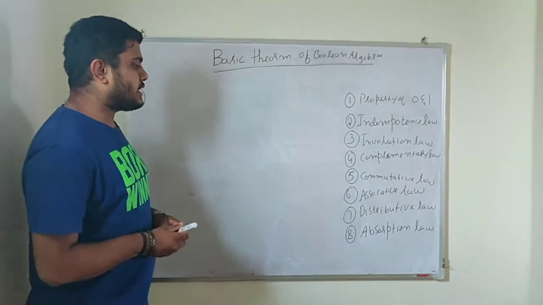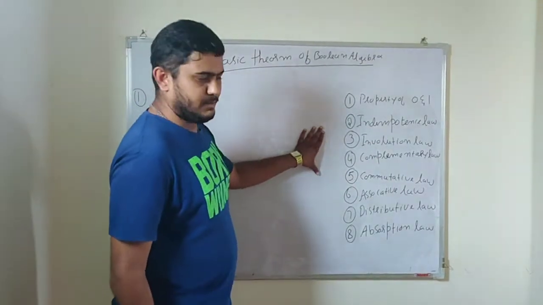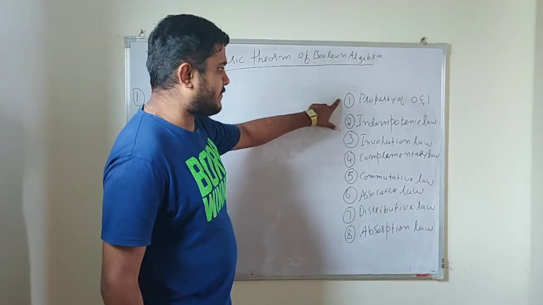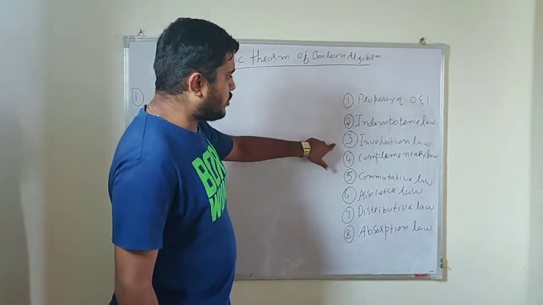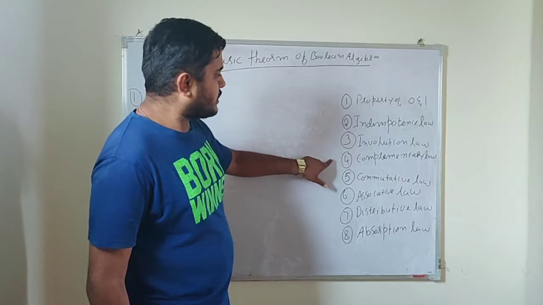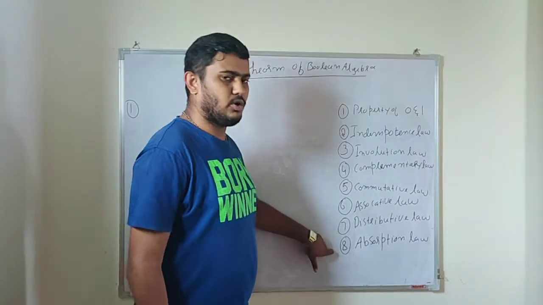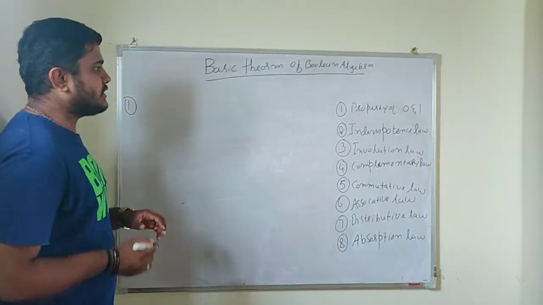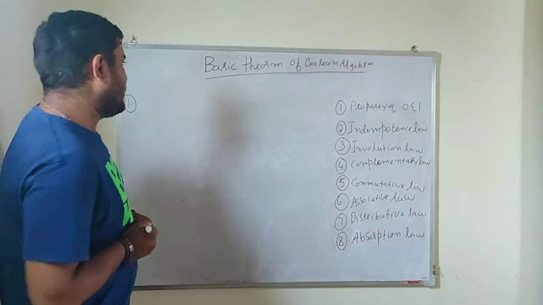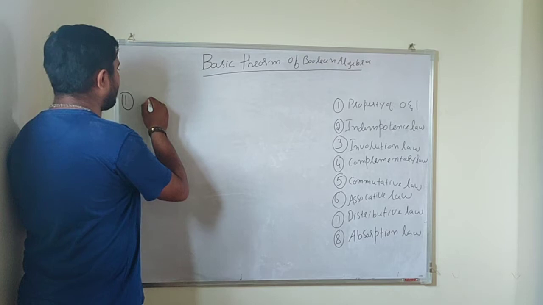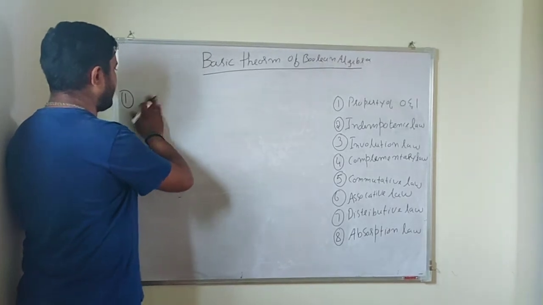First, there are eight theorems in Boolean algebra: properties of zeros and ones, independent law, involution law, complementary law, commutative law, associative law, distributive law, and absorption law. So first let us see the properties of Boolean algebra. There are four laws in the properties of Boolean algebra.